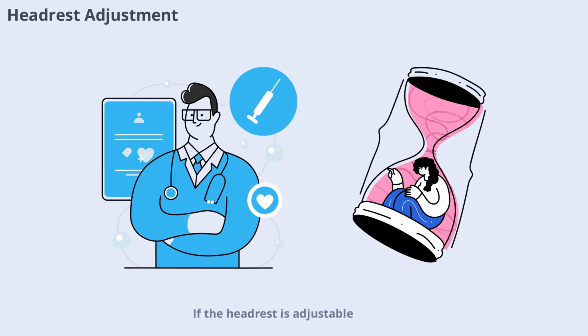If the headrest is adjustable, it should be raised or lowered so that the patient's neck and head are aligned with the torso. The top of the patient's head must be even with the end of the headrest to ensure comfortable access to the oral cavity. Proper headrest adjustment is a simple yet crucial step in preparing for periodontal instrumentation.